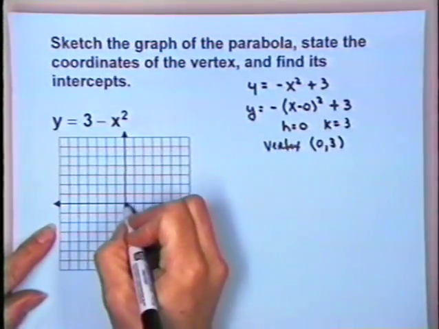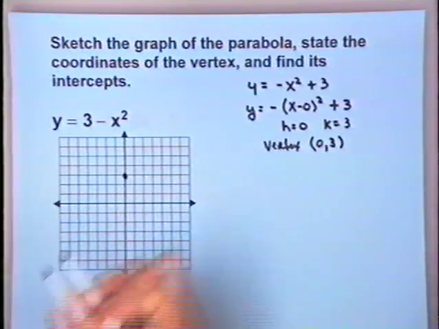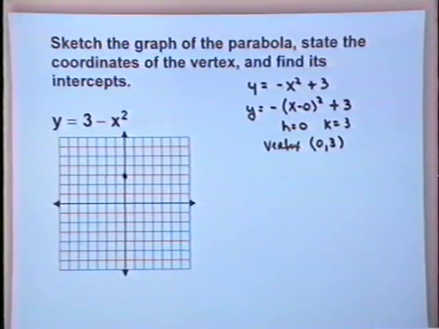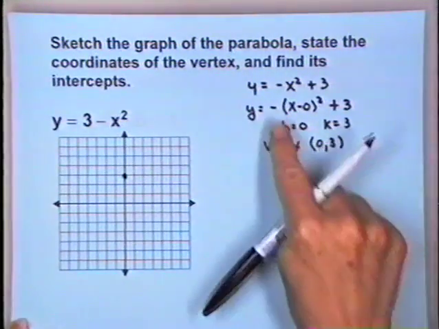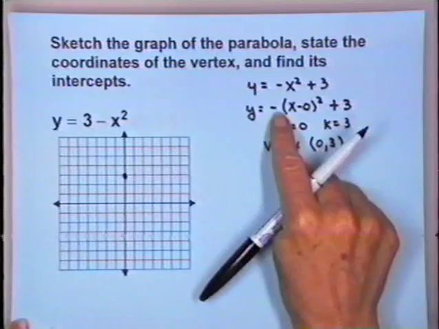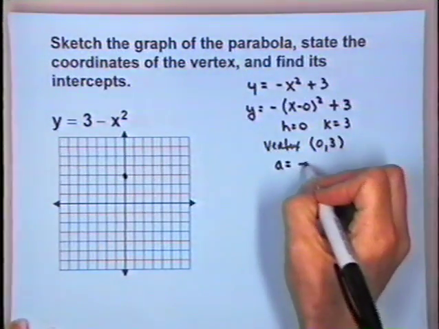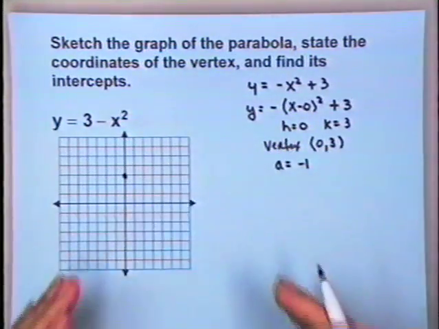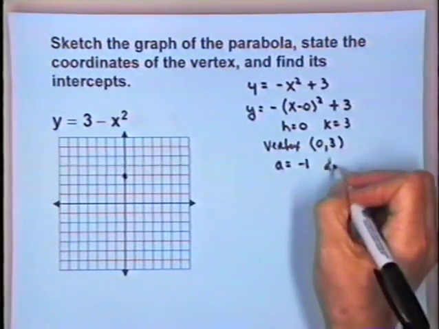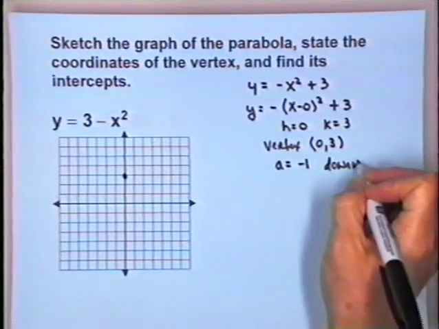Okay, so I'm going to locate the point 0, 3. Now, what direction does my vertex open? What is my a value in this standard form? What's in front of this x minus h quantity squared? It's a negative 1, isn't it? Since that is negative, I know that my parabola will open downward. Make a note here, opens downward.